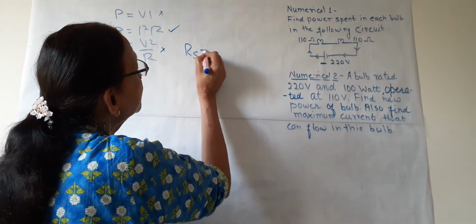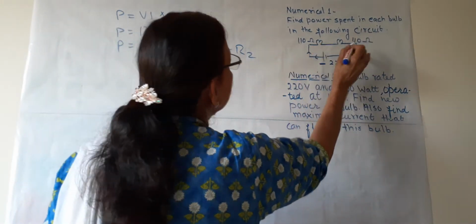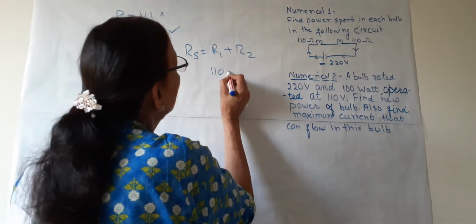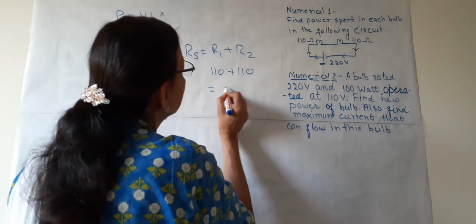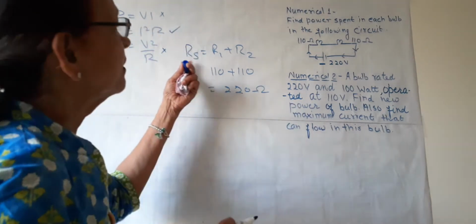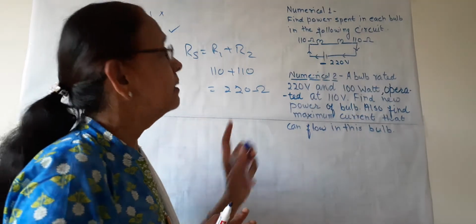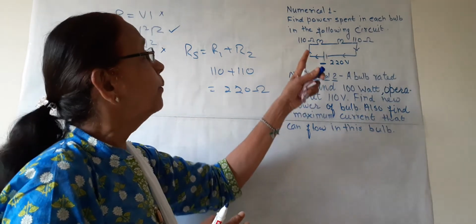So RS will be R1 plus R2. Suppose this is R1, this is R2. So it will be 110 plus 110 is equal to 220 ohm. This is the equivalent resistance of the circuit. Now we know the equivalent resistance. Now we can calculate I.